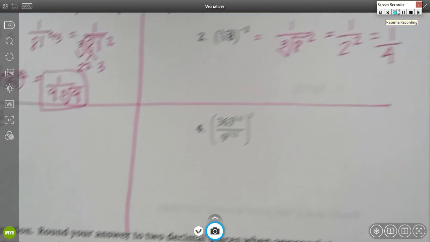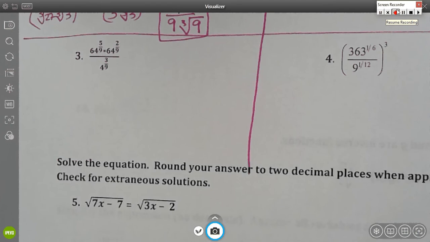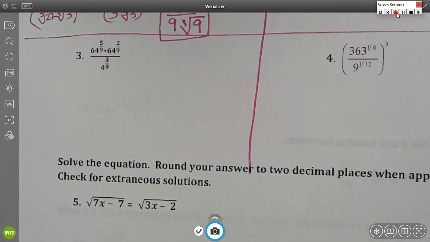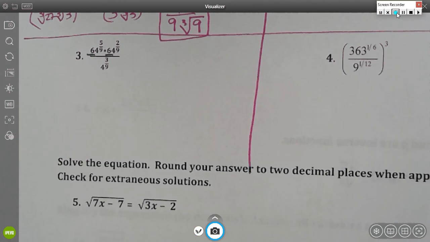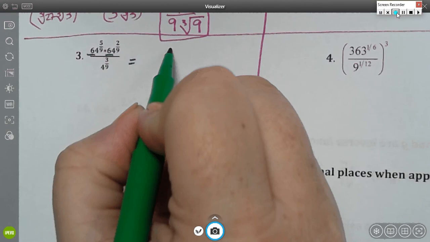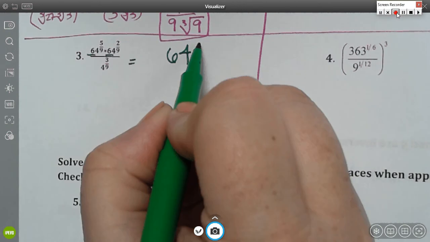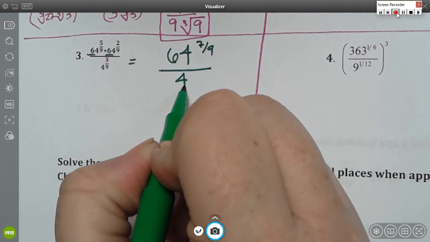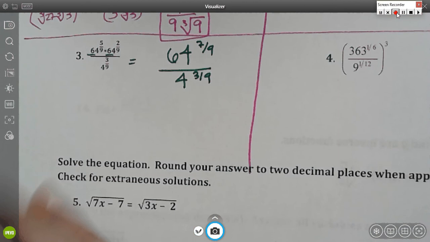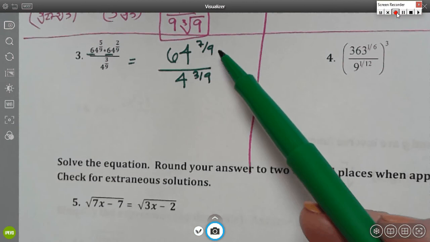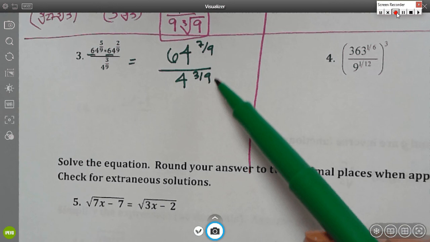Okay, moving right along. Number 3. Now this is one that probably looks a little intimidating at first. So first thing I want to do is look at what's the same. So I see the 64s up top, and I know that when I have the same base I can combine the exponents, right? So I get 64, 5 over 9 plus 2 over 9 is 7 over 9. And then I have 4 to the 3/9. So now the question is, we know that when we're multiplying or dividing, if the bases are the same, I can combine the exponents. And then if the exponents are the same, of course, I can simplify the bases.